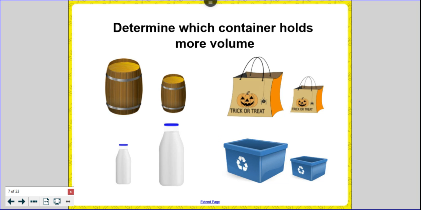Look around your house and see if you can find some containers to compare and contrast how much they can hold.